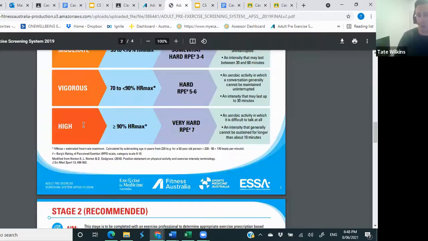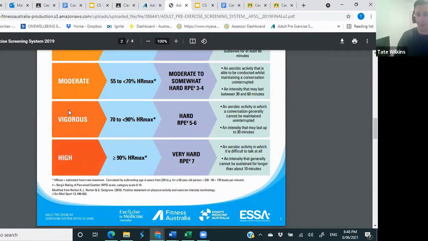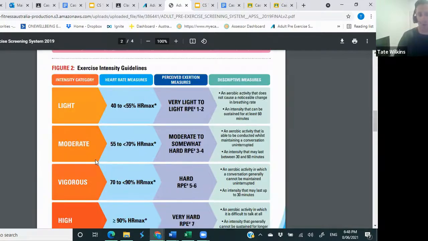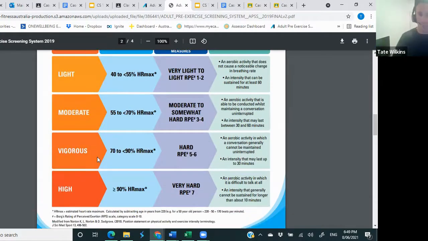There we go. So you know how we said that a low risk client can go vigorous and high? Yeah. So that's what this here is showing you, the intensity guidelines. So if I train Braden and said that he's got a low risk client, so I can train him pretty much up to max heart rate like that.